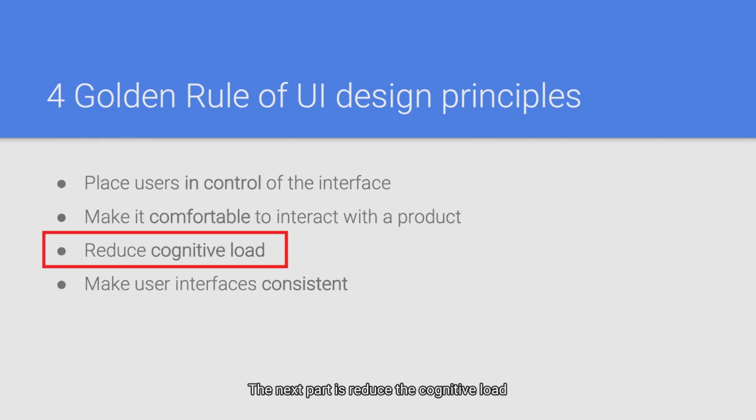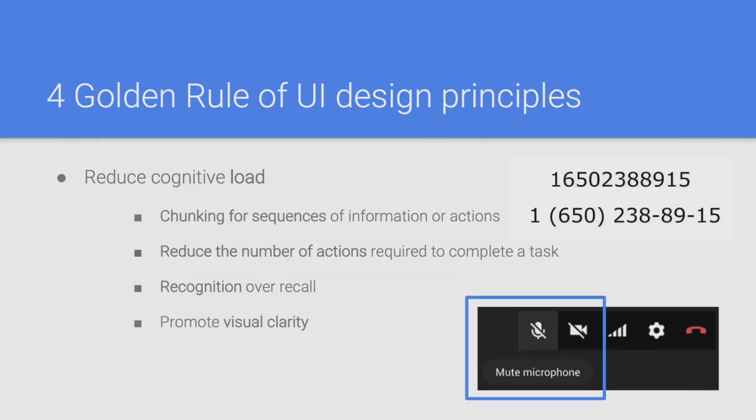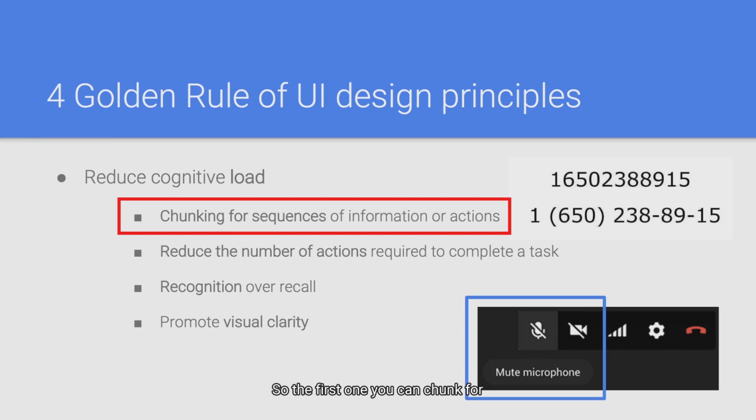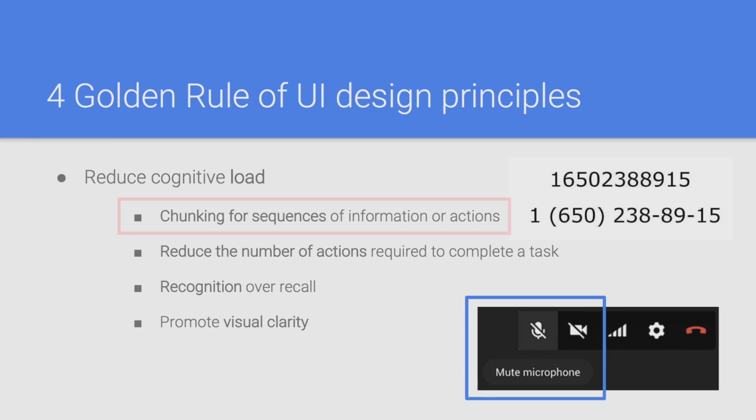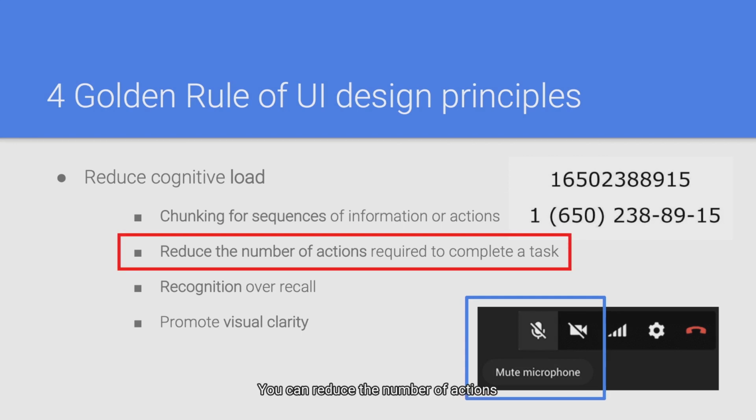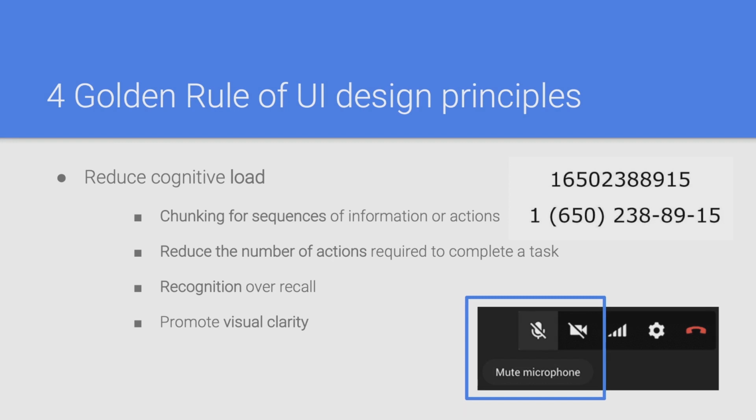So the next part is reduce the cognitive load. The cognitive load is the amount of mental processing power required to use a product. It's better to avoid making users think or work too hard to use your product. So the first one, you can chunk the sequence of information or action. You can reduce the number of actions required to complete a task.